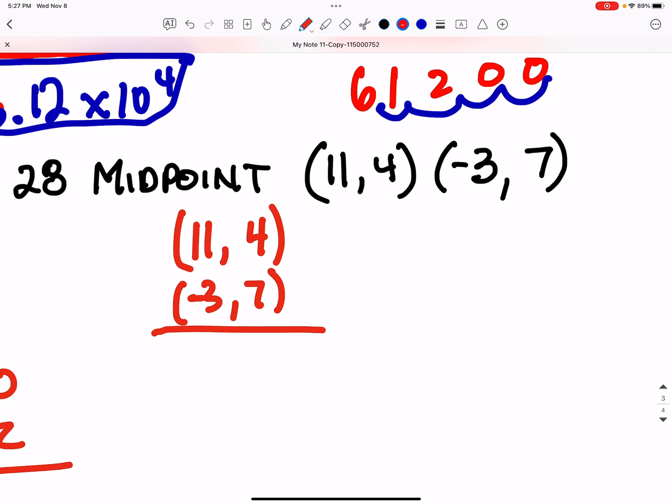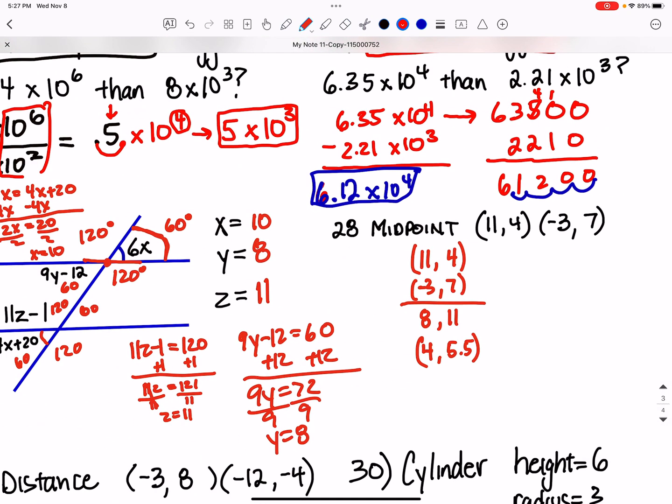So 11 and -3, you put those together, you've got 8, right? Just basically 11 minus 3. You put 4 and 7 together, you have 11. Then you cut each one of them in half, so the middle is at 4 and 5.5. That's where the middle is of those 2 points. I like that. That's better than the way I used to do it. So yeah, I like that. Nice job, Delaney.